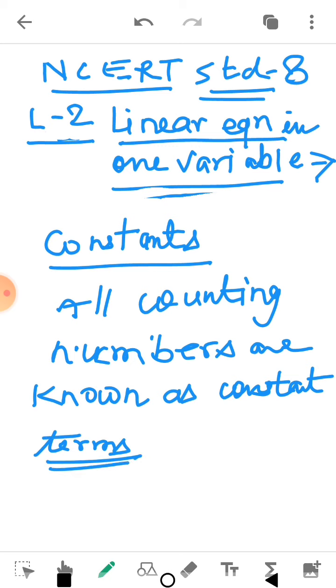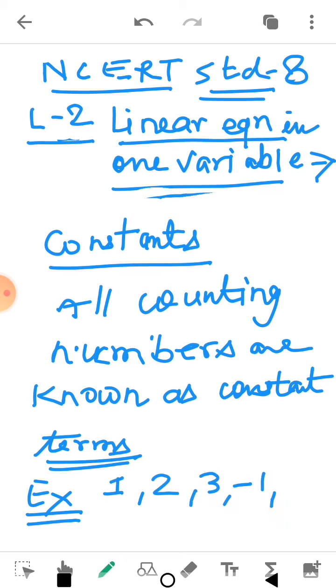Okay, for example, what will be constant term? For example, 1, 2, 3, minus 1, minus 2, 1 upon 2, 3 upon 4, etc. In constant terms, all the numbers like natural numbers like 1, 2, 3, integers like minus 1, minus 2, minus 3, fractional numbers, that means rational numbers, that means 1 upon 2, 3 upon 4, all these numbers are known as the constant term.